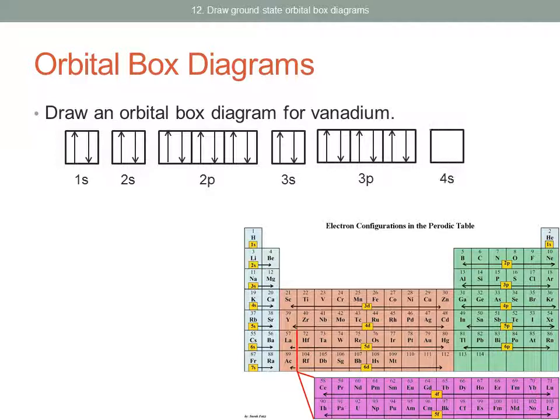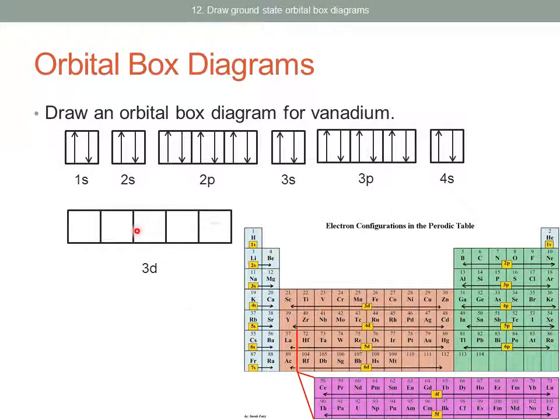After 3p is 4s, just one orbital, two electrons. Now after the 4s, this is where we have that overlap. We have the 3d come next. Now notice there are 5 orbitals, so we draw 5 boxes in for the d sublevel. As we said, this is going to end with 3d3 because it's 3 elements over on the d block. So those 3 electrons will go in each of the first 3 orbitals, all with positive spin. And there's the orbital box diagram for vanadium.